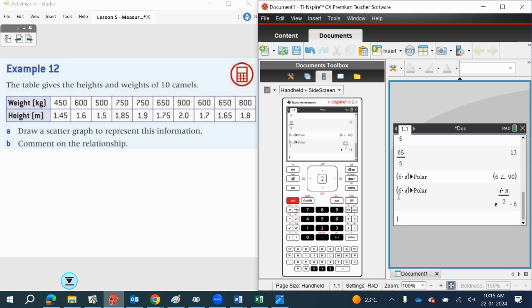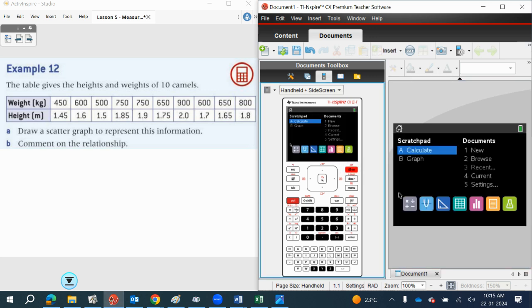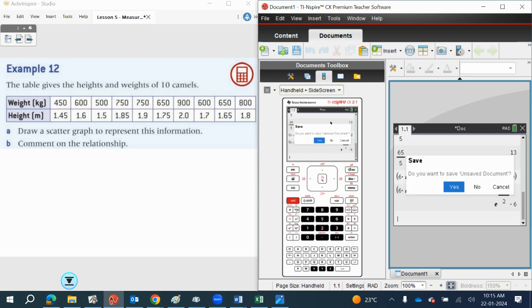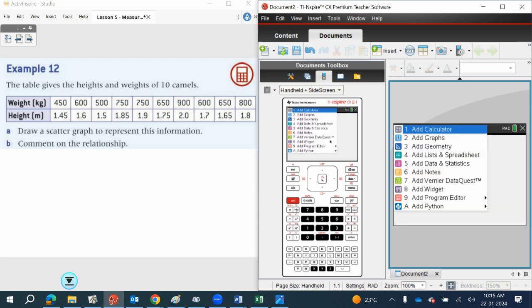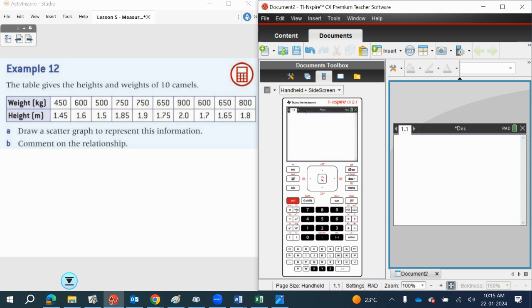Okay, so what we need to do is we're asked to draw a scatter plot. I'm going to do it on the calculator. The first thing we want to do on our calculator, I generally recommend when you're using your calculator, is to start by pressing on, create a new document over here. Don't use the scratch pad. Say no to saving the previous, and always start by adding a calculator. You're always going to want to do some sort of calculations.